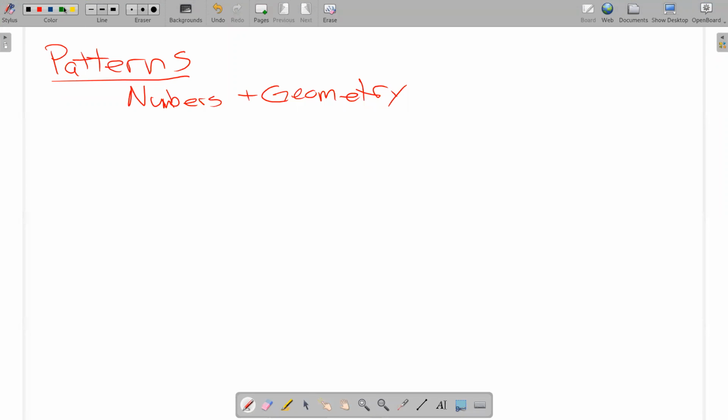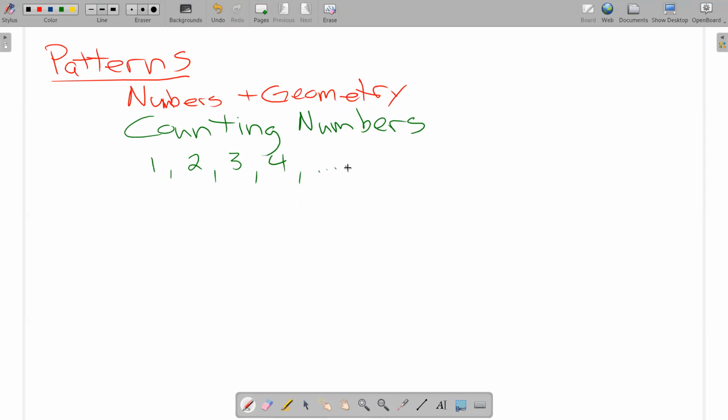So the patterns are often gonna stem from the counting numbers. Most of the patterns that we see are going to have a first thing and a second thing and a third thing and a fourth thing and so on down the line. Counting numbers are also called the natural numbers, which we'll play more with.